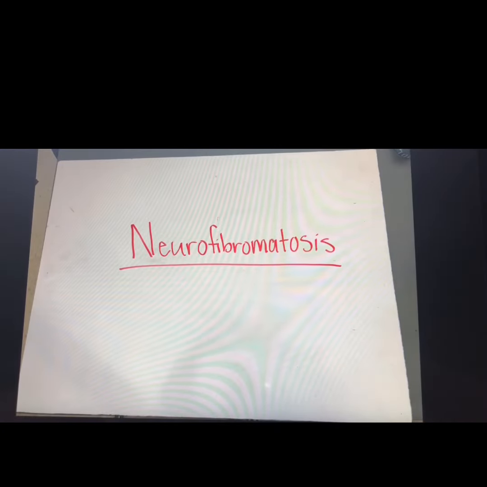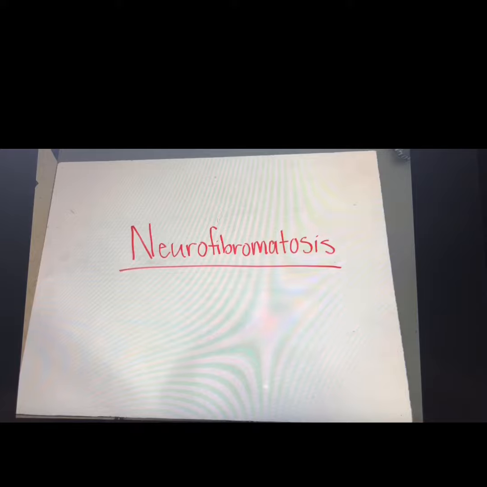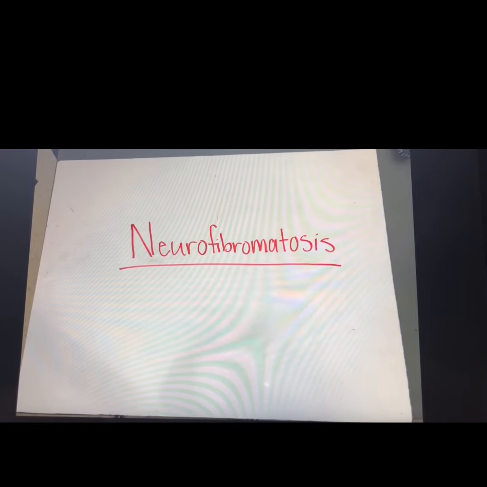The current direction of research for neurofibromatosis is gene therapy research that will hopefully one day allow scientists to find a treatment for neurofibromatosis rather than just treating the symptoms as they come.